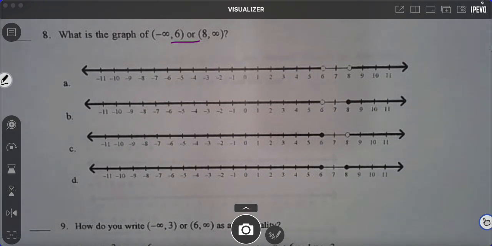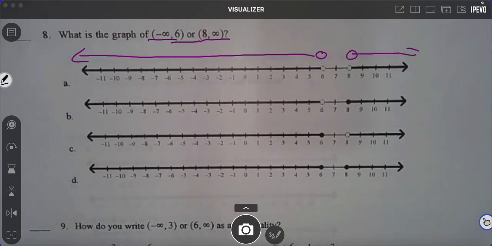So I can already tell my answer. Which one has both open circles? A. But let me finish it. So that's an open circle and it goes to negative infinity forever. That one's an open circle at 8 and it goes to positive infinity forever. Do we kind of get that? You just need to know open circle or closed circle.